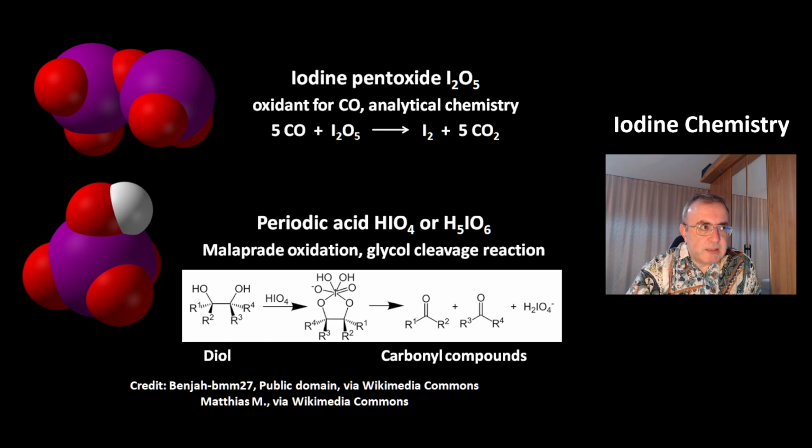At the bottom, it's periodic acid, HIO4 or H5IO6. It can be used for the Malaprade oxidation, which is a glycol cleavage reaction. In the oxidation of this diol, periodic acid gives you this intermediate compound, which then splits into 2 carbonyl compounds. So in this reaction, carbon is oxidized and the iodine is reduced.